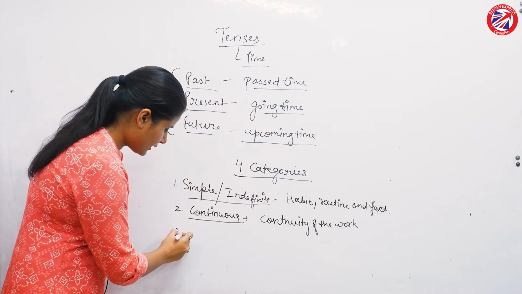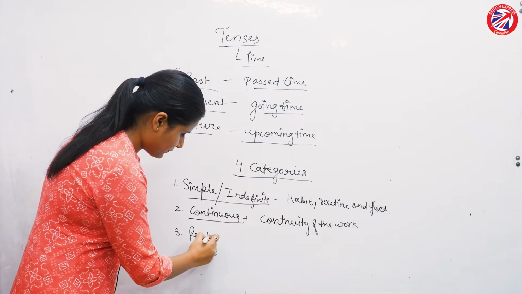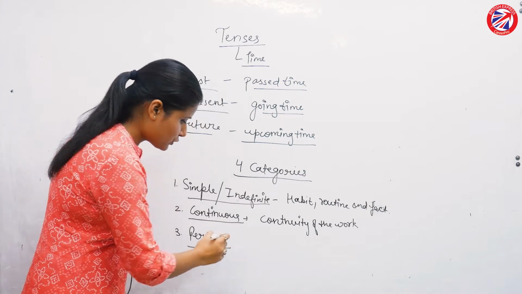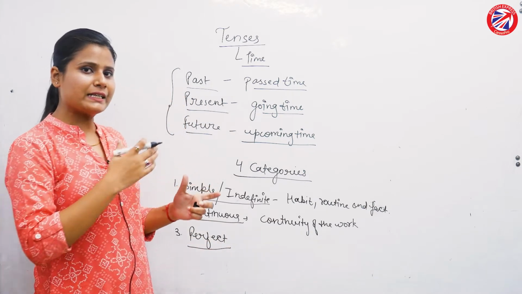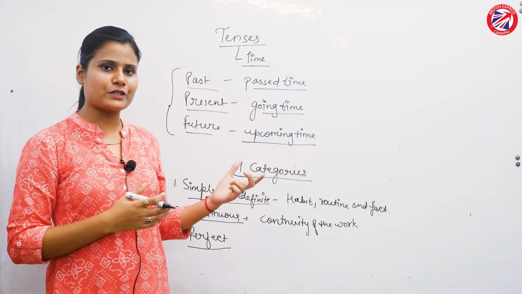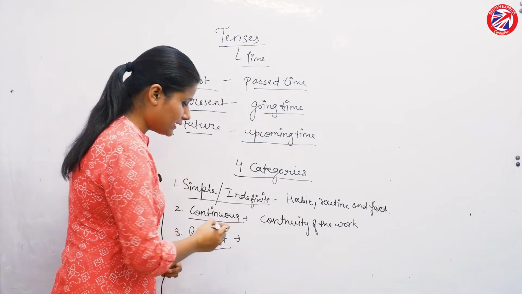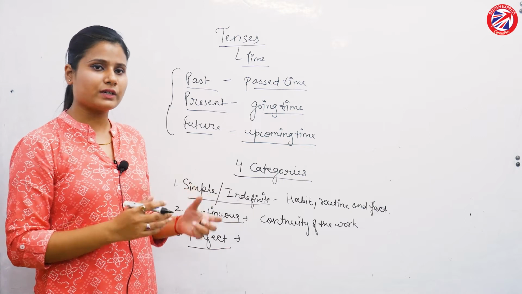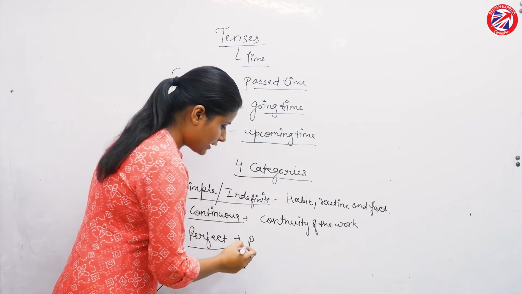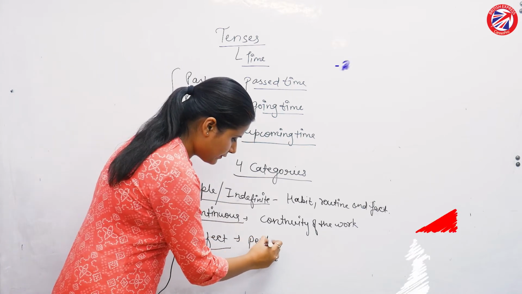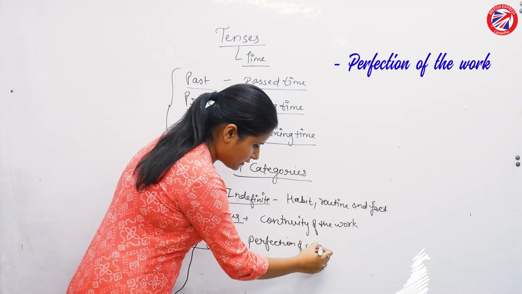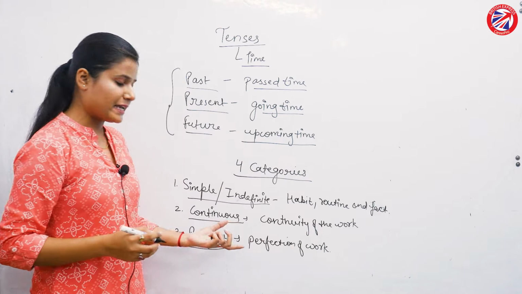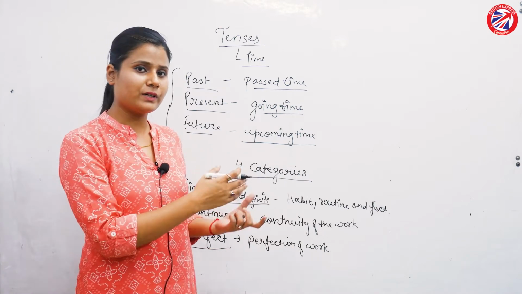Now third, we are talking about perfect. We know the name is perfect, of the third category. So obviously this is going to show us perfection of something and the completeness of the work. If we are going to write it, perfection of work, or we can say completeness of the work.